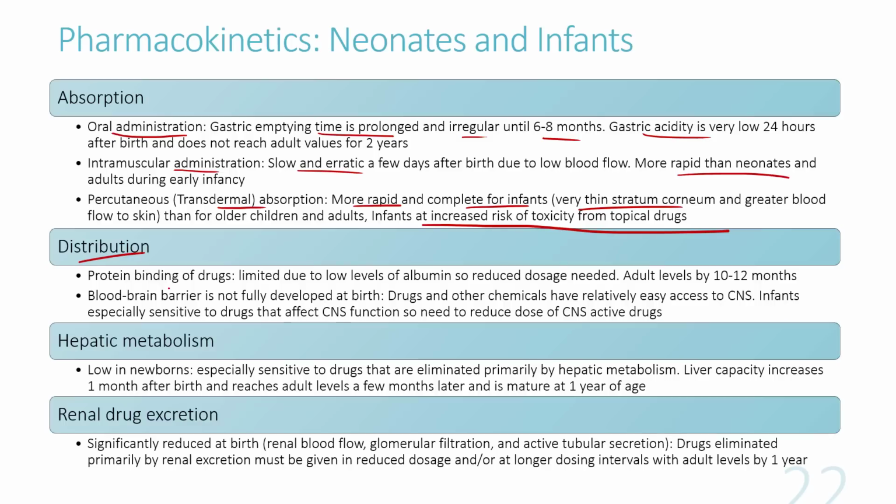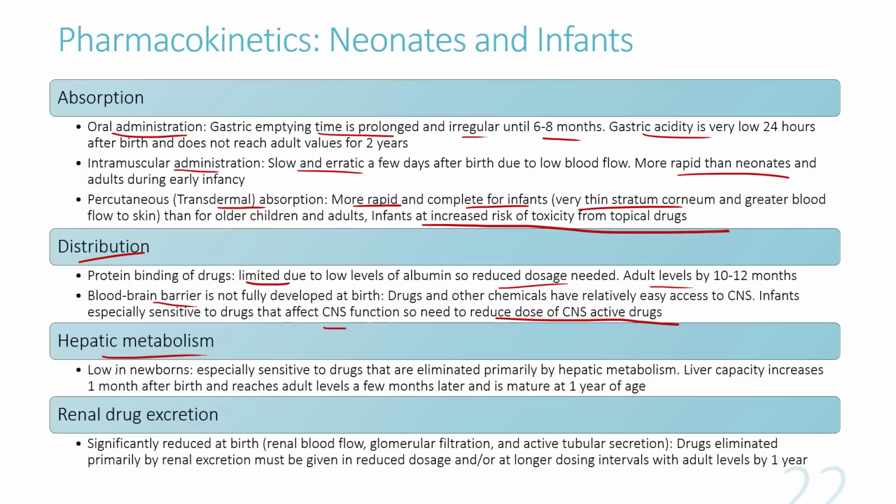In terms of drug distribution, the liver is immature, and so what happens is protein binding is limited, right? So reduced doses are needed. Adult levels are reached by 10 to 12 months. The blood-brain barrier isn't fully developed, and so what happens is the blood-brain barrier is leaky. Things that would otherwise not go into the brain may go into the brain at higher concentrations. So again, need to reduce doses of CNS active drugs.